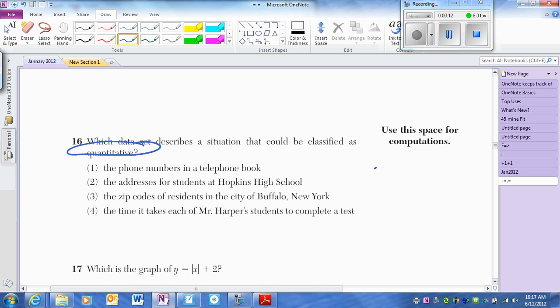Quantitative are things that I can add up, things that I can take averages of, things that I care to figure out.